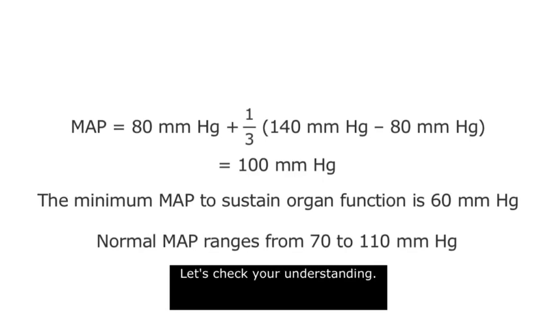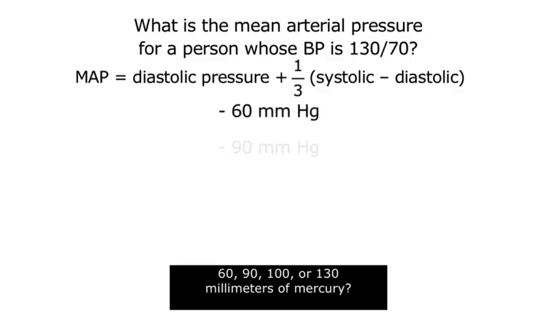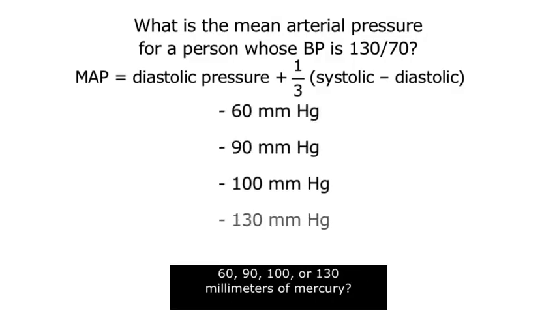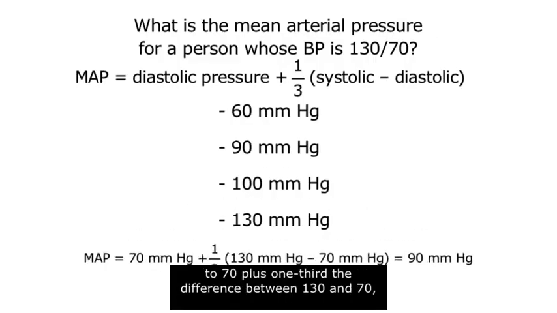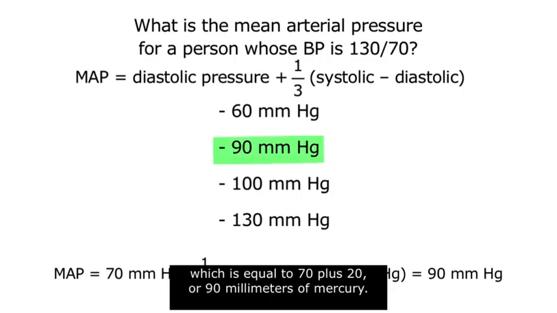Let's check your understanding. What is the mean arterial pressure for a person whose blood pressure, or BP, is 130/70: 60, 90, 100, or 130 millimeters of mercury? The mean arterial pressure for a person whose blood pressure is 130/70 is equal to 70 plus 1/3 the difference between 130 and 70, which is equal to 70 plus 20, or 90 millimeters of mercury.